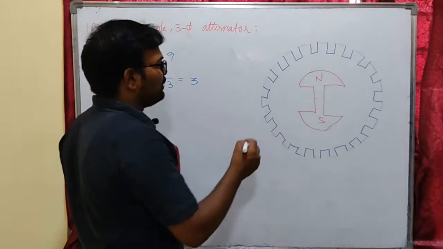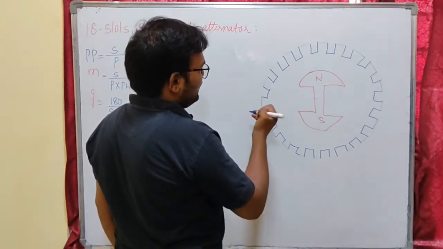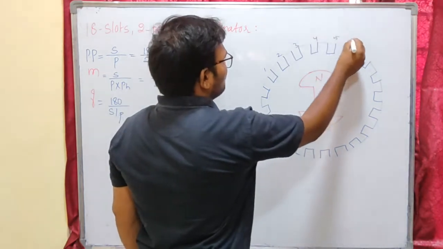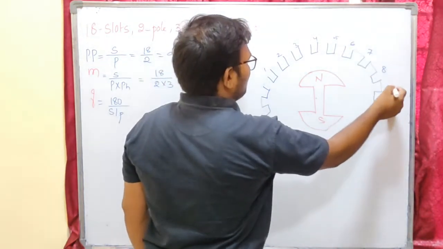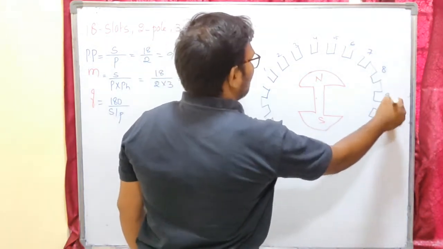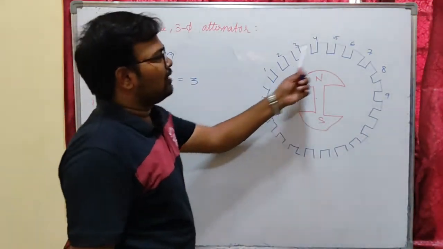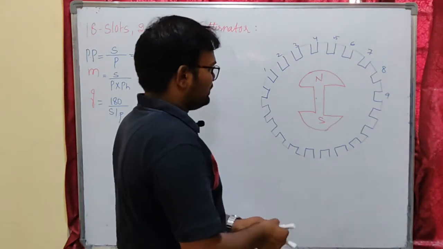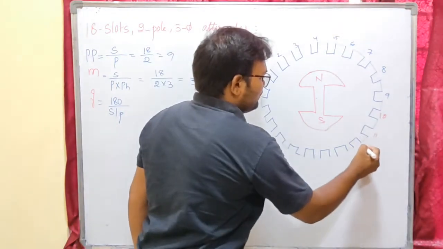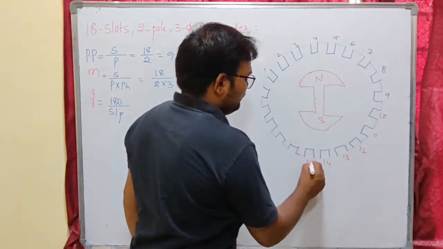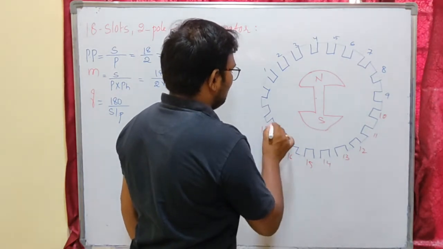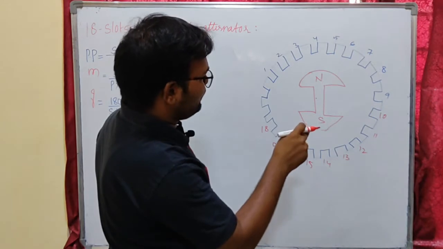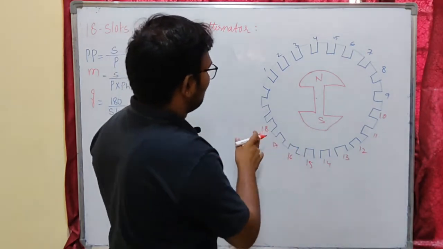Okay, so let me give them the names, numbering. This is 1, 2, 3, 4, 5, 6, 7, 8 and 9. These 9 slots are under the north pole, under one pole, and let me consider the 10th, 11th, 12th, 13th, 14th, 15th, 16th, 17th, 18th. There are 18 slots only, right? 1, 2, 3, 4, 5, 6, 7, 8, 9, 10, 11, 12, 13, 14, 15, 16, 17, 18 slots only.